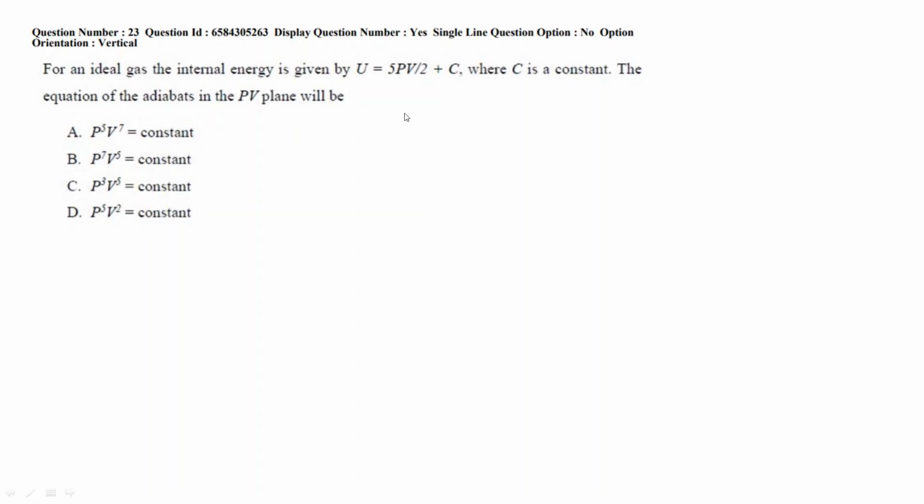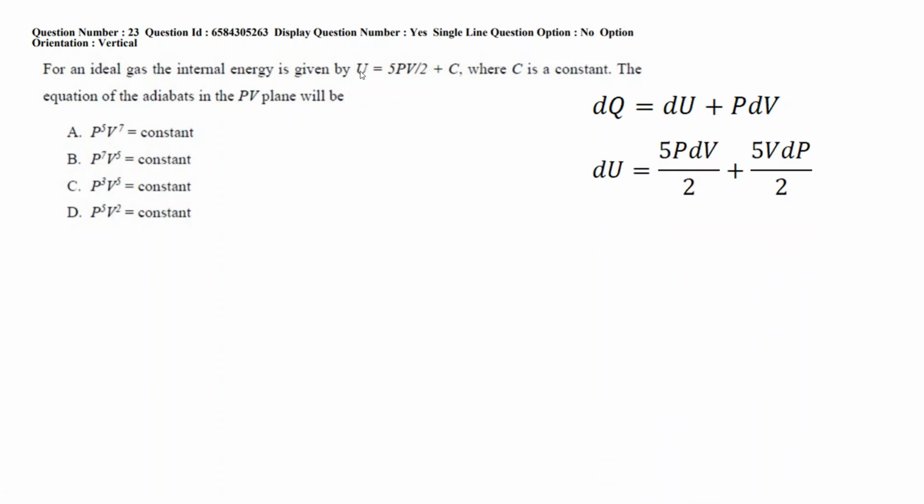So the only thing we know about the adiabatic process is that there is no heat exchange and dQ is equal to 0. So the only equation which we have about dQ is dQ is equal to dU plus PdV. Now we have U here and we need dU here. So what we have to do is convert this U given in the question to its differential form. When we are converting this into its differential form, we have to apply the product rule, and then you will get that dU is equal to 5P dV by 2 plus 5V dP by 2. So we have applied the product rule, and this is what we get as the differential form of the internal energy.